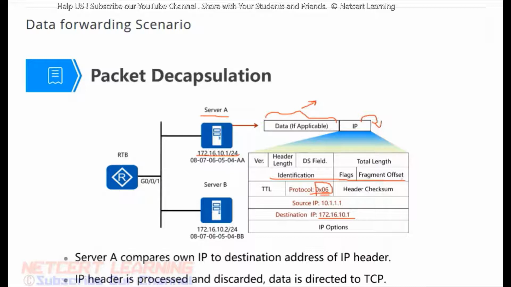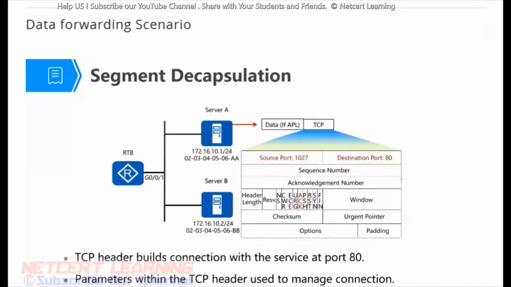If this is a frag, that means the packet has been fragmented in the forwarding path. Then in this server it will be assembled together. Okay, and then this packet is sent to the segment. At layer 4 we call the PDU a segment. And then the segment is sent to TCP.